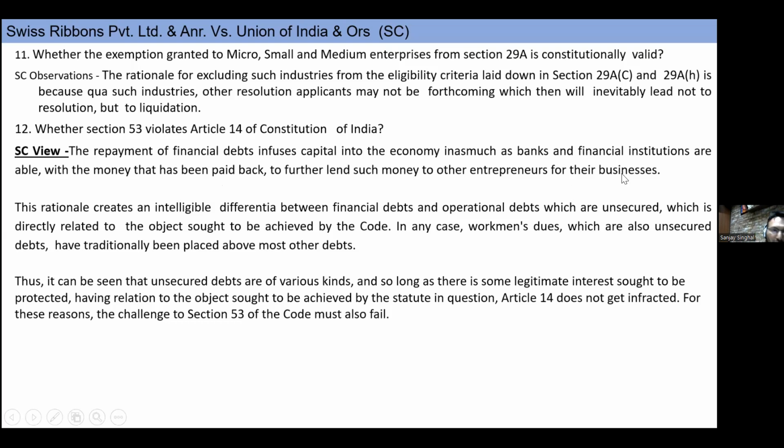So the Supreme Court said that when any corporate debtor or company makes repayment of financial debt, it infuses capital into the economy, because the bank or financial institution will not keep that money with them. They will again lend such money to other entrepreneurs for their business. This rationale creates an intelligible differentia between the financial creditor and the operational creditor, which are unsecured.